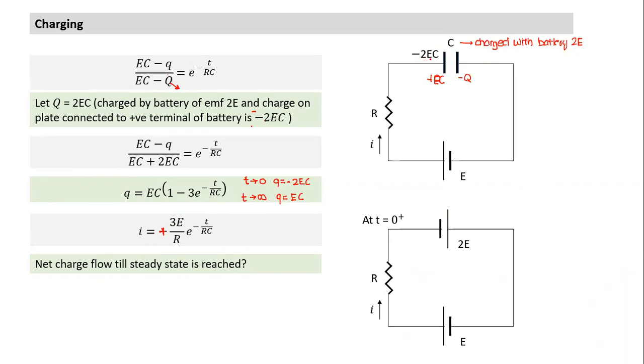If the initial current is less than the final value, it means charge has to flow into the positive plate. So this is the direction of current flow. Does it make sense? Yes, when it is minus, this is also minus. When we differentiate, it has to become plus. This is a plus sign.